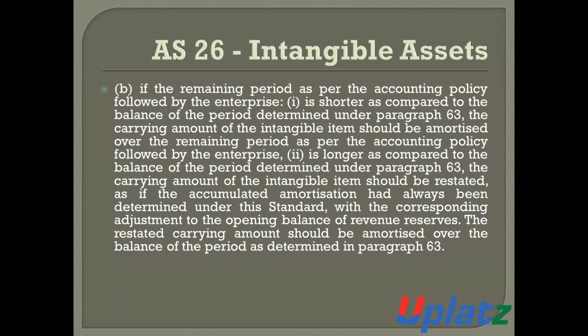If the remaining period as per the accounting policy followed by the enterprise is shorter as compared to the balance of the period which is determined under the paragraph of Accounting Standard 26, then the carrying amount of intangible items should be amortized over the remaining period as per the accounting policy followed by the enterprise. That is, when the remaining period of such intangible assets as per the accounting policy followed by the enterprise is shorter as compared to the balance of the period which is determined, then the carrying amount of the intangible assets should be amortized over the remaining period as per the accounting policy followed by the enterprise.